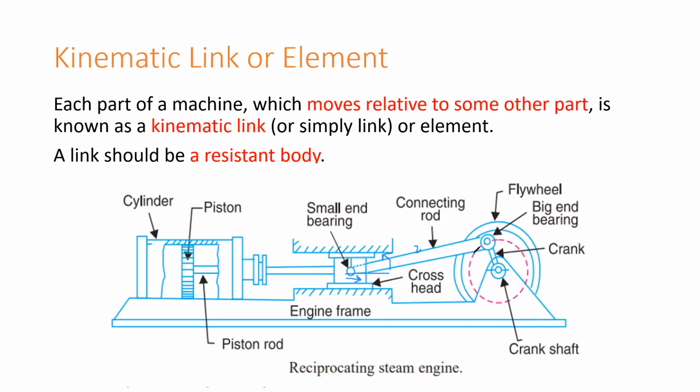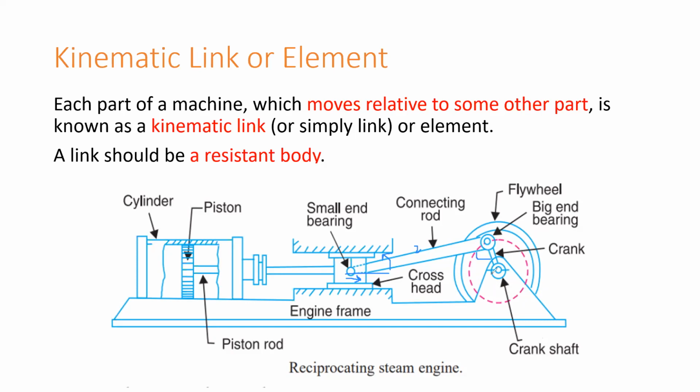So looking at the motion of these two, that is the crank and the connecting rod, you will find that the angle keeps changing between these two links. So you can say that the connecting rod is a separate link and the crank is a separate link. Then again, the crank is connected to the crankshaft, and they both rotate with the same angle. So you can't say that the crank is a different link and the crankshaft is a different link, because both are rotating simultaneously.